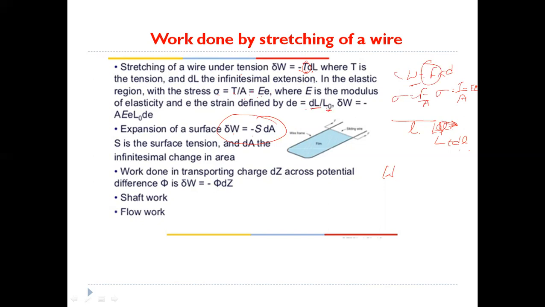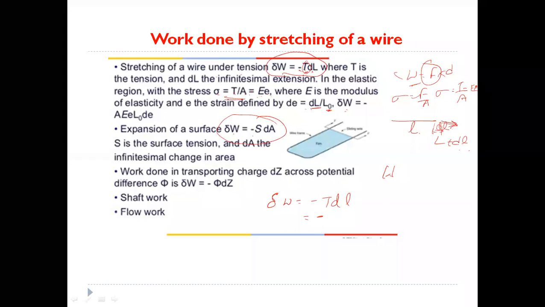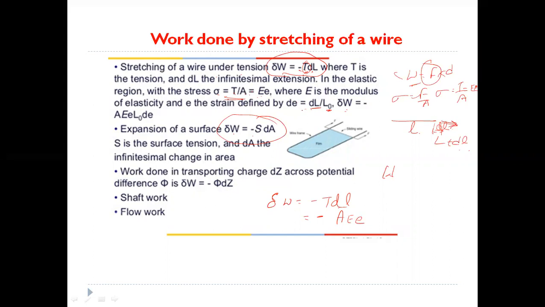So if you substitute all these values, delta W is equal to minus T into DL. That is equal to minus, T can be written from this equation as A into capital E small e, so A into capital E small e into DL. From the strain relation, DL can be written as L naught into de. So this is also another formula for calculating the work done by stretching of a wire.